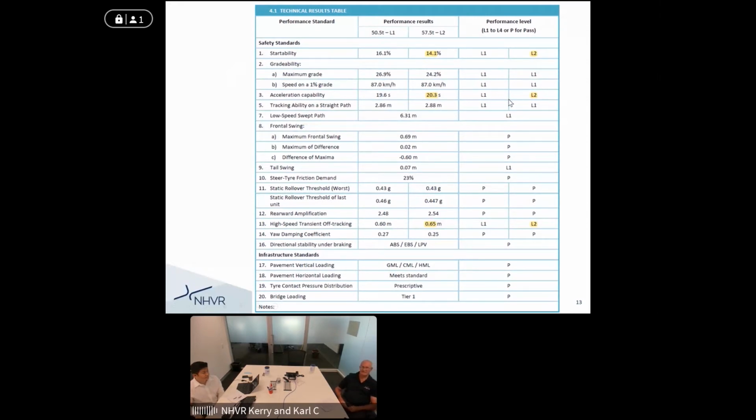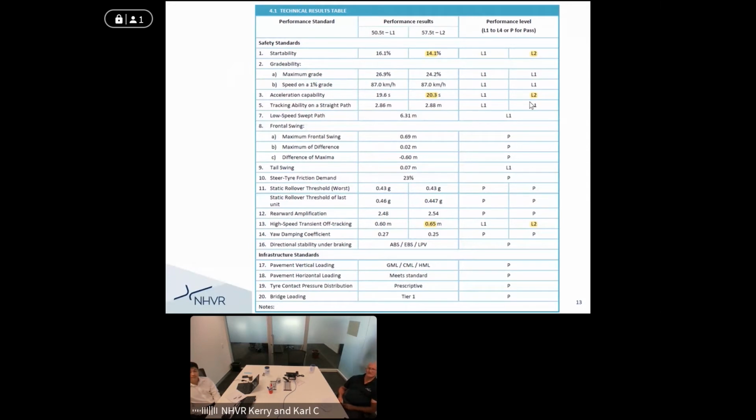We go to acceleration capacity, and this is a measure of ability to clear intersections, things like that. So under the performance standards, to be level 1, you've got to be able to accelerate from a standing start and travel 100 metres in no more than 20 seconds. Okay, and for level 2, it's 23 seconds. So as you see there, this particular truck and dog at 57.5 tonne is 20.3 seconds. So it's 0.3 of a second outside the requirements for PBS level 1, and so it's therefore level 2.